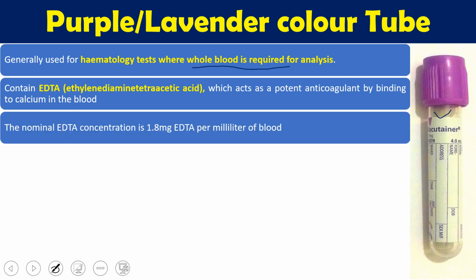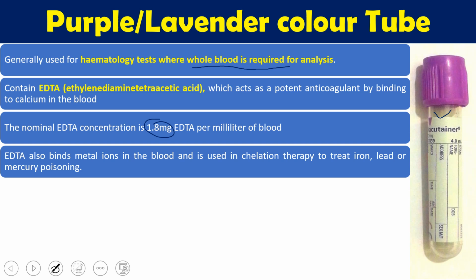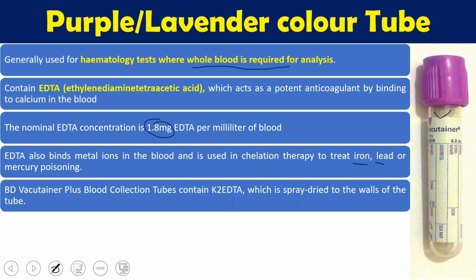In every vial a fixed amount of EDTA is present, roughly 1.8 mg per ml of blood. Now this EDTA not only binds with calcium, but it also binds with a number of metal ions like iron, lead, and mercury. So whenever a person has this type of metal toxicity, EDTA will be used for the treatment or chelation of these metal ions. This is called chelation therapy.